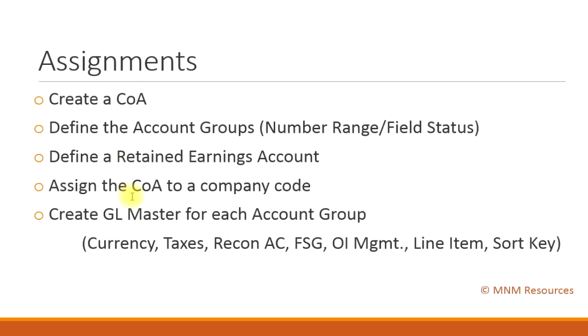Then assign this chart of accounts to a company code which you have created, and then try creating many GL accounts, if possible 1 for each account group you have specified. And you can set the different types of fields over here, whether it has to have a tax output or input, whether that GL account you have created is going to be a reconciliation account or not. You can play around with the field status group, assign different field status groups, and whether those GL accounts are going to be an open item management account, line item displayed, and sort keys required or not. So all these things you can play around with by creating different GL accounts. This will give you good practice to understand this GL master data.